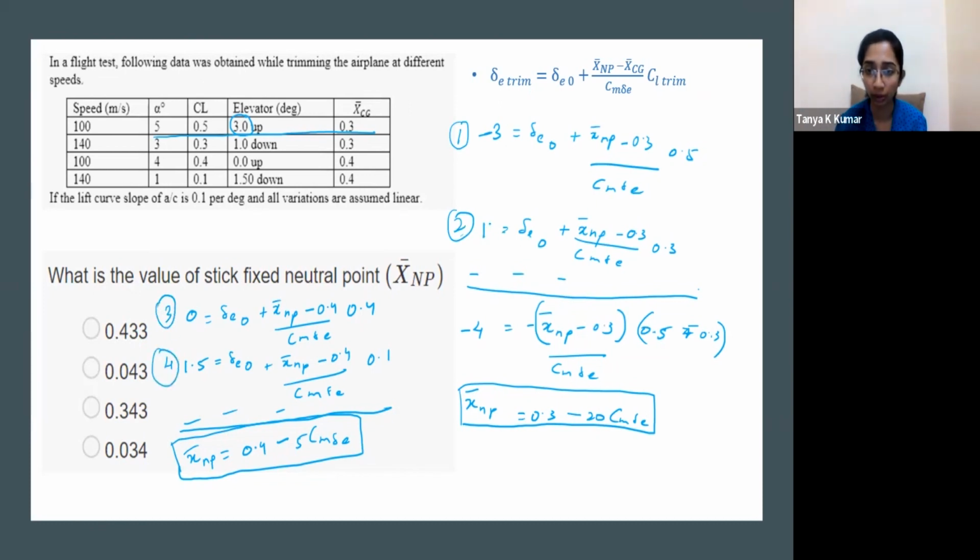So for the first two sets of values, we plugged in the values, we manipulated it and got x̄_NP in terms of Cm delta E. Similarly, we did that for sets of measurements 3 and 4, and we got another equation of x̄_NP in terms of Cm delta E. Now we can use these two equations to solve for x̄_NP, right? Can someone calculate the x̄_NP value here?